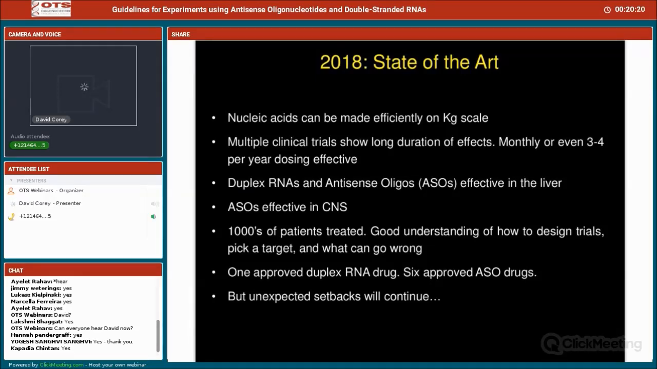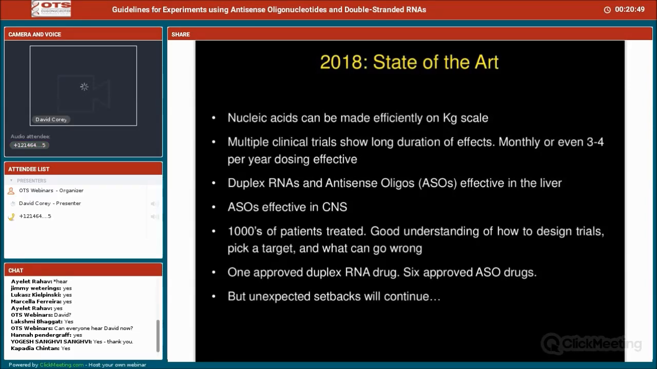There's an excellent understanding of how to design clinical trials, pick a target, and what can go wrong. And that's all important because that understanding is needed to make sure that the money invested in clinical trials is going to be as likely as possible to have a strong payoff. There's one approved double-stranded RNA drug, and there's several approved antisense oligonucleotides. And I think in 2019, we can expect at least 2 or 3 more.